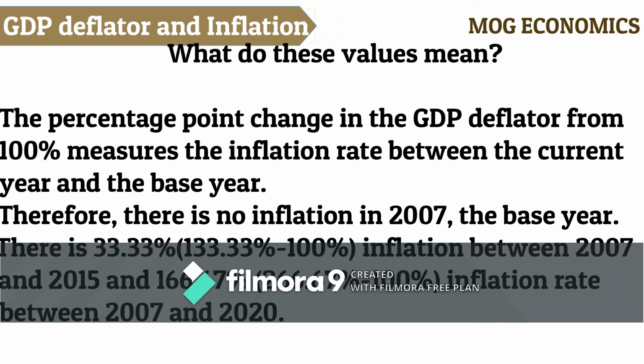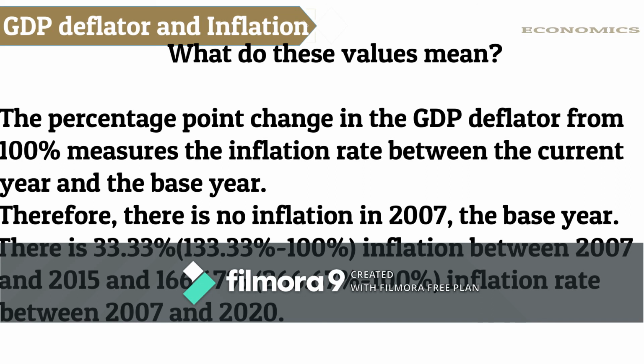In 2020, inflation is 166.67%, that is 266.67%, which is the GDP deflator minus 100% compared to 2007 prices.